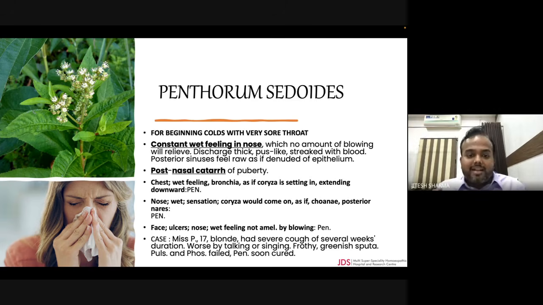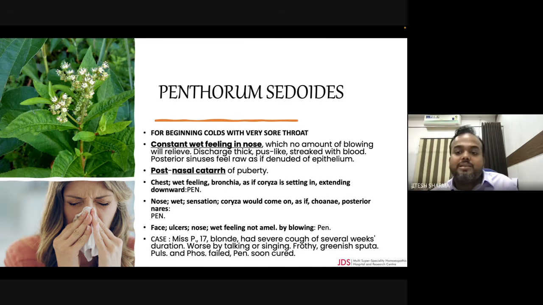This is the only remedy that actually has a constant wet feeling in the nose, which no amount of blowing will relieve. That means they'll complain, "My nose is always wet, no matter how much I sneeze it doesn't come out, I'm not getting any peace." That's the complaint. Constant wet feeling in the nose, which no amount of blowing will relieve.